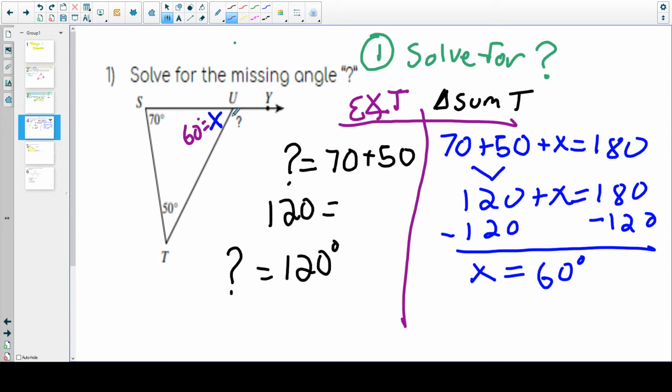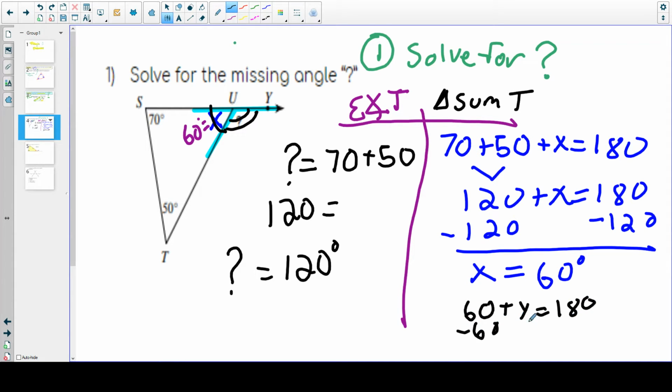Well, what type of angle is this? It's a linear pair. So what do you know about linear pairs? Well, if you add up this angle and this angle, it equals 180. So 60 plus the angle that we're looking for, let's call it y, equals 180.